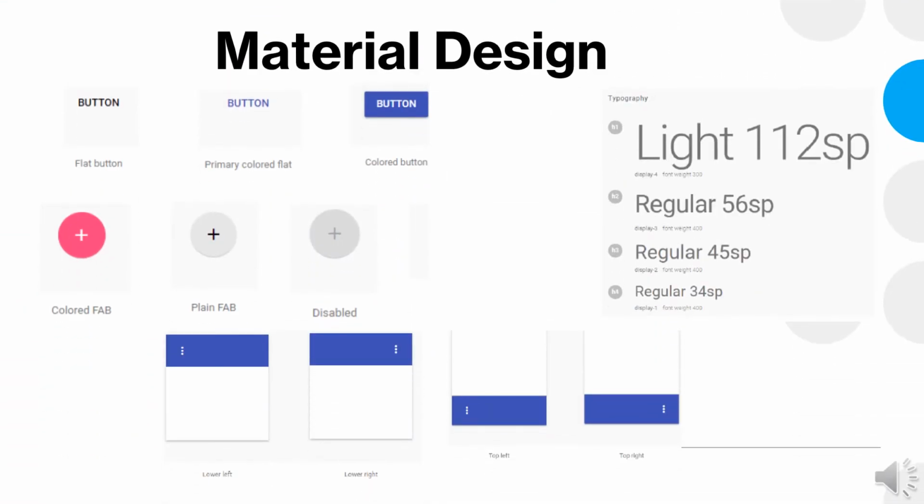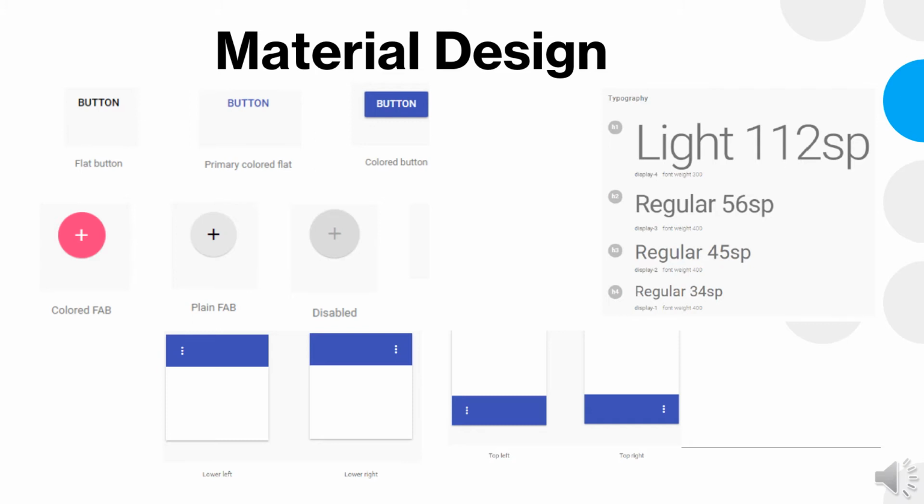These are examples of material design, so you can see that you have a whole bunch of different buttons there. As the designer, you'd choose one specific button that you want to use. Let's say you choose the colored FAB button. You're going to want to use that throughout your entire system to make sure that it's consistent. And if you want to select your menus, you can choose where you want them to be, either lower left, lower right, top left, or top right, and then you make sure that that's consistent throughout your entire design.